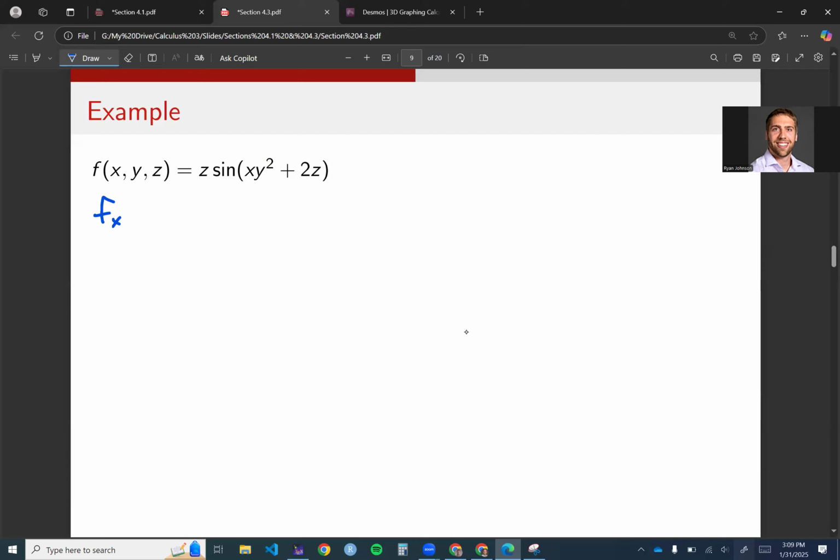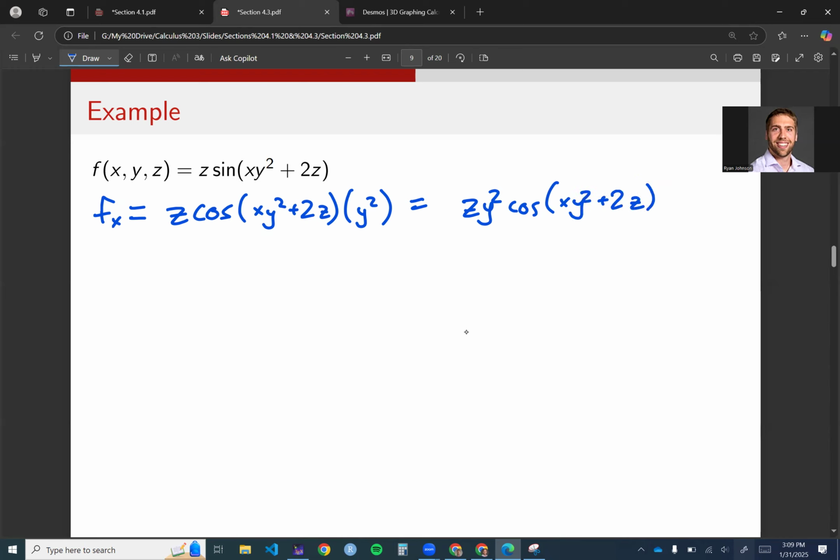All right, I'm gonna do it up here. So there's only one x in there, which is nice. We do x is on the inside of a sine, so we get a cosine of xy squared plus 2z. And then the chain rule says then multiply by y squared. So simplify it, it'll be z y squared cosine of xy squared plus 2z. Everyone good with that?